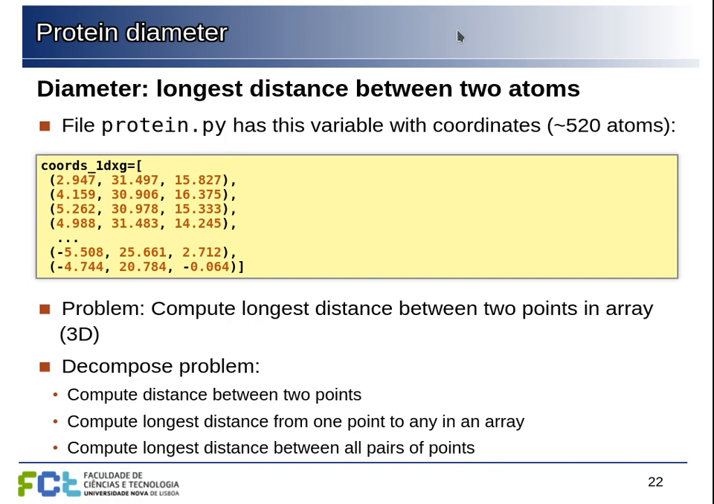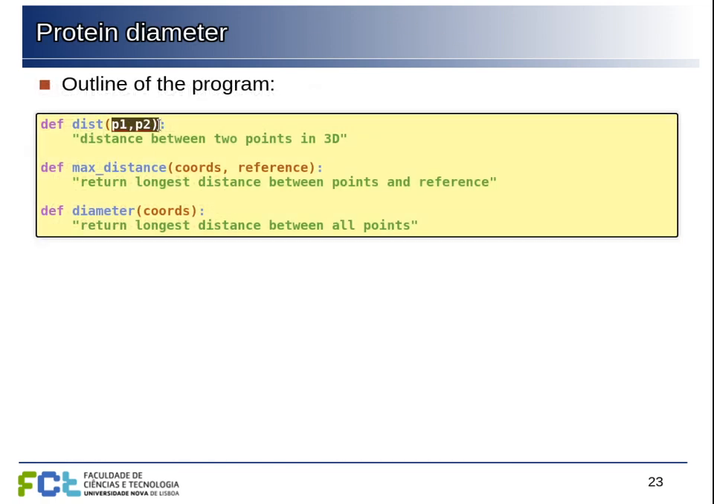So let's do this first without Numpy, just with these lists. We receive 2 tuples here for 2 points, which are the atom coordinates, and we output the distance between them in 3 dimensions. Then we have this max distance function, which receives the coordinates for all the points and 1 reference point, and it computes the longest distance between any of these points and the reference. So it's going to measure the distance between all of these and the reference point and return the longest one. And now for the diameter, we're going to get the distance for all the points as references and return the longest one. So this way we avoid having to do many for loops nested inside one another, and this is just the outline of the program.